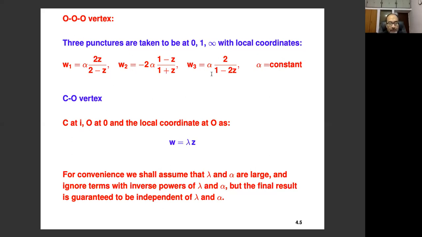Now, one can ask, what is special about this? Why have we chosen this particular structure? So first of all, one thing that is special is that each of these is an SL2R transformation, and that makes life much easier.